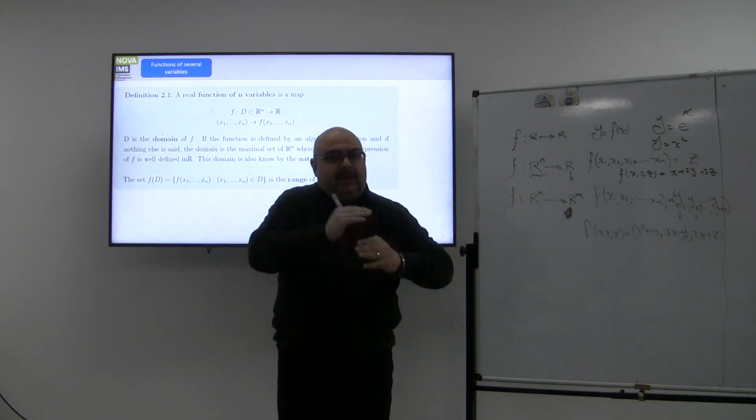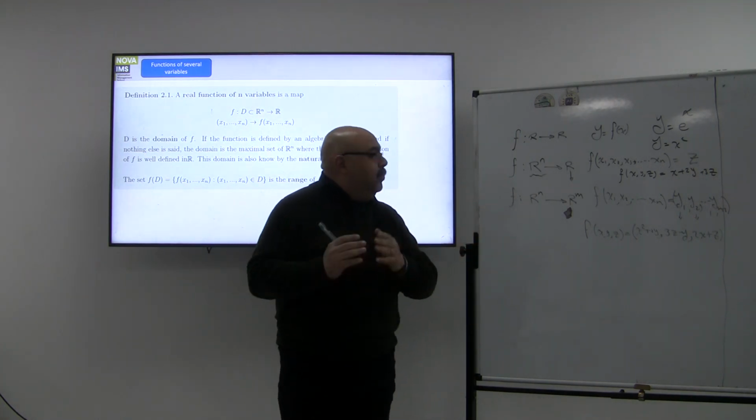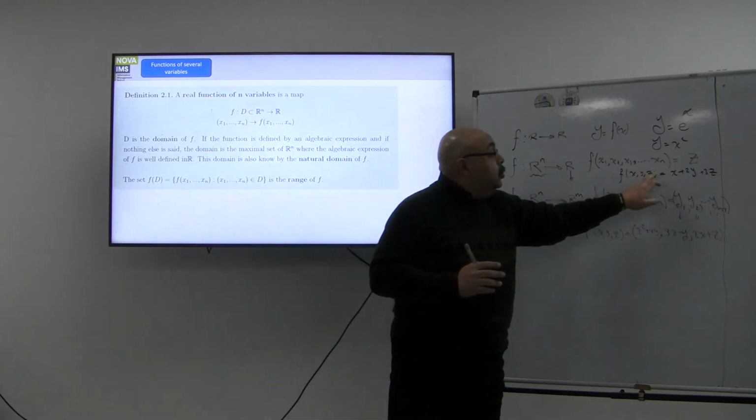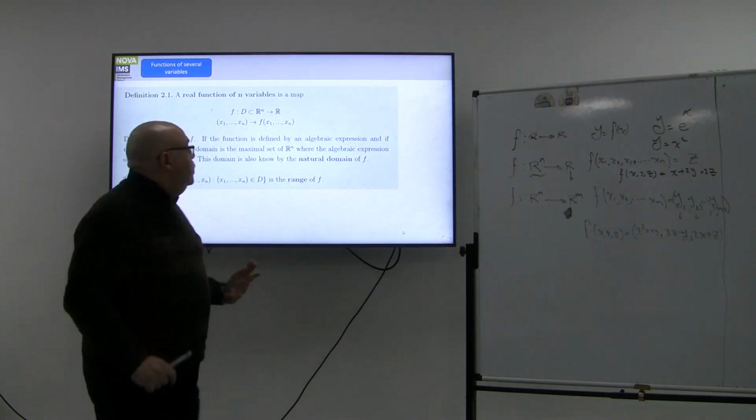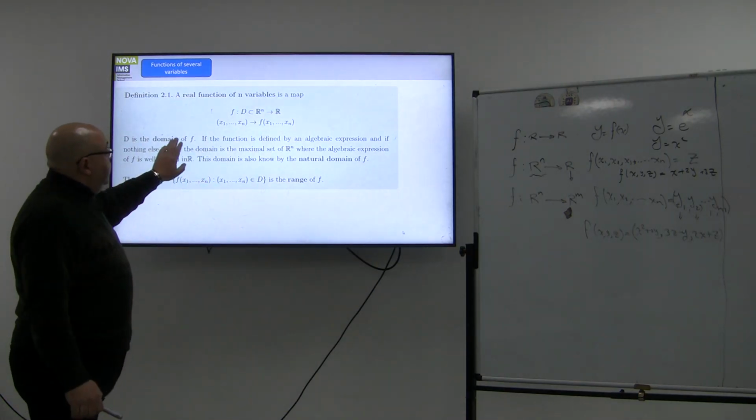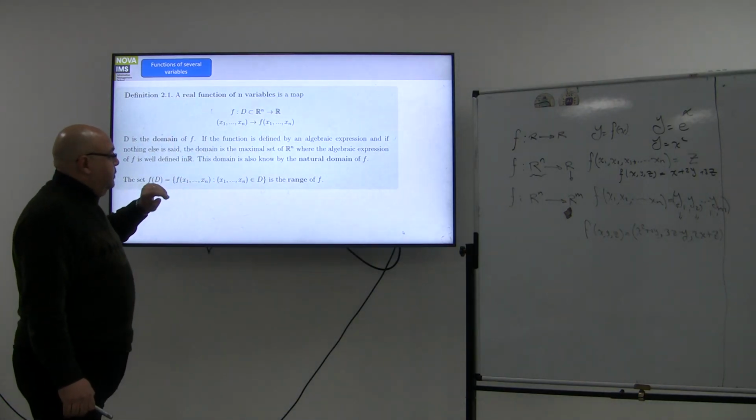We'll connect them together in some app. How they are going to be connected together, it is the equation or it is the function. Okay, very good. D in the domain of f, f is defined by the algebraic expression.